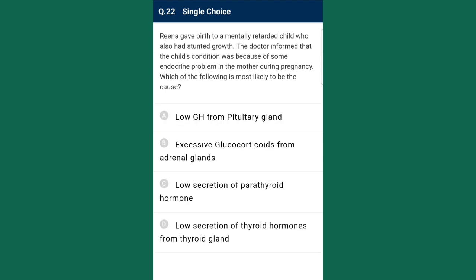Question number 22. Reena gave birth to a mentally retarded child who also had stunted growth. The doctor informed that the child's condition was because of some endocrine problem in the mother during pregnancy. Which of the following is most likely to be the cause? The low secretion of thyroid hormone from the thyroid gland is responsible for this kind of problem. So the answer is option D.